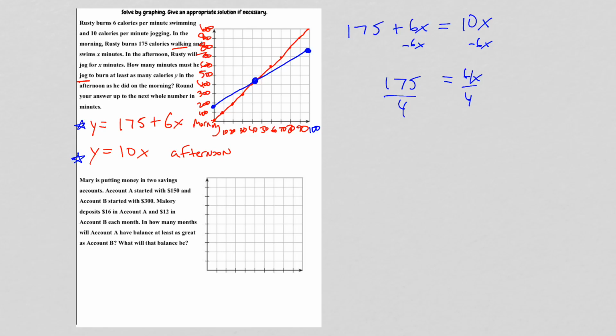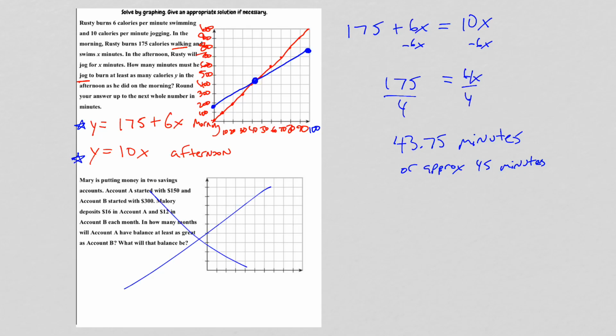175 divided by 4 winds up being 43.75 minutes. So after 43.75, or approximately 45 minutes, is how long he'd have to jog to burn the same amount of calories he burned walking. So that's enough for these examples. We're going to skip this one. And now let's go to more of the problems from the homework packet.